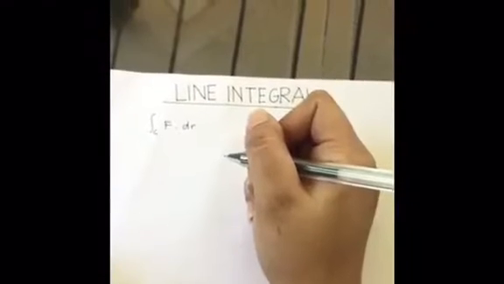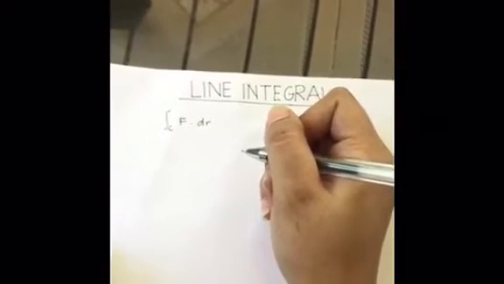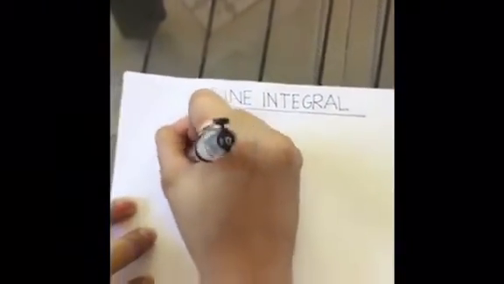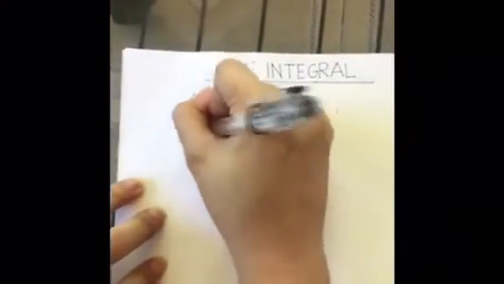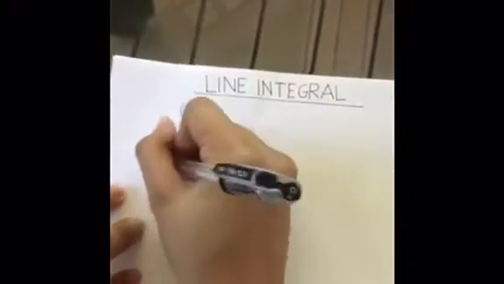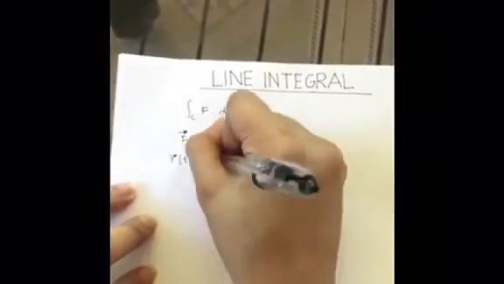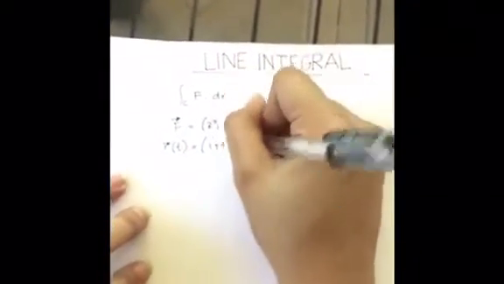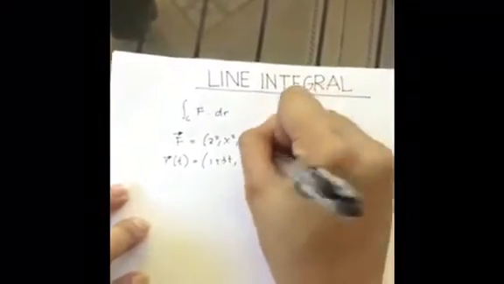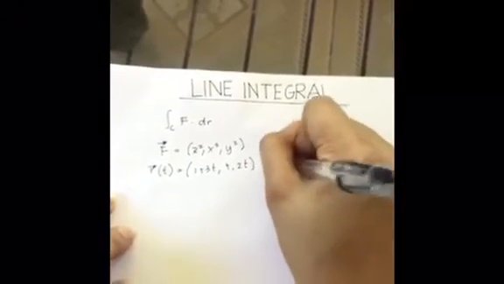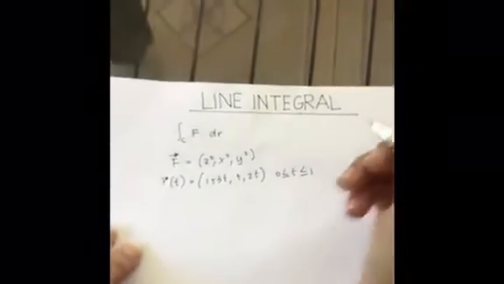So, after I've discussed the meaning of the line integral, now let's proceed to the sample problems. First, we have the vector field F equal to z squared, x squared, and y squared. It passes through r sub t equal to 1 plus 3t, t, and 2t with a limit of 0 to 1. Now, let's solve the problem.